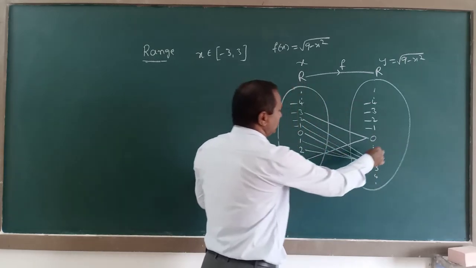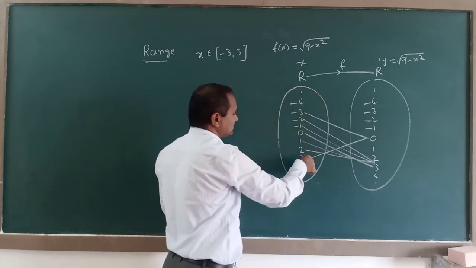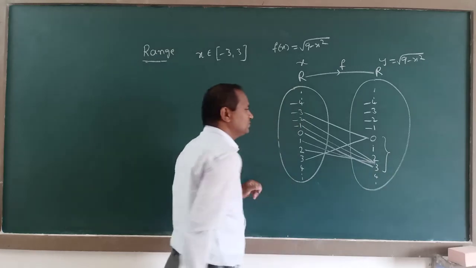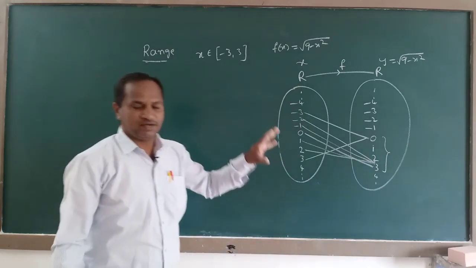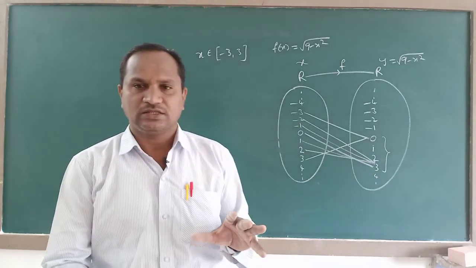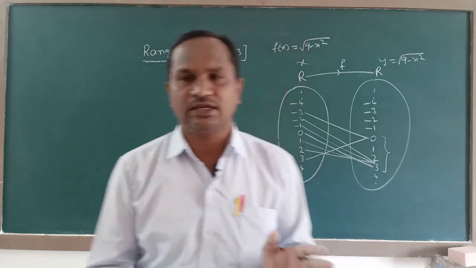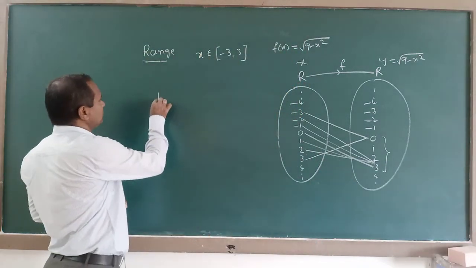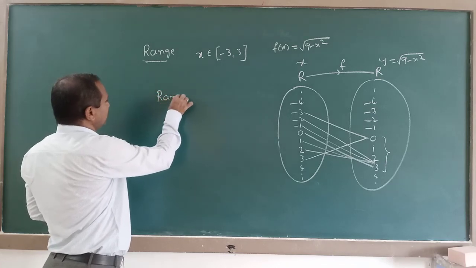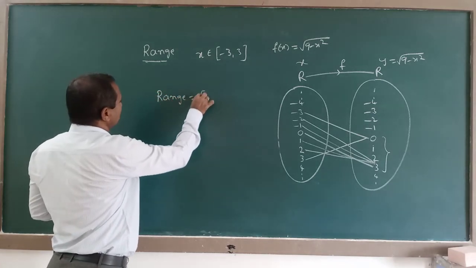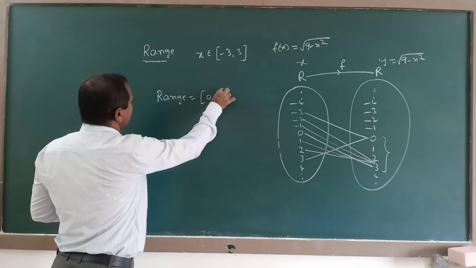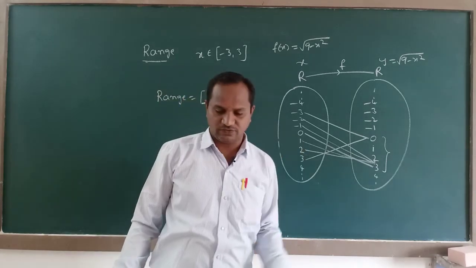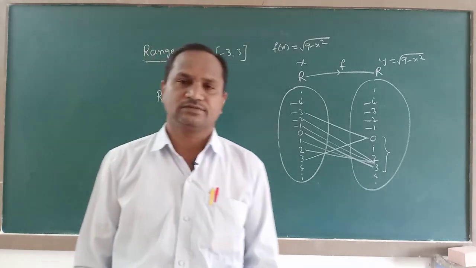That's why the domain is minus 3 to 3, and the range is the closed interval 0 to 3 only. If you take elements from minus 3 to plus 3, then you are getting elements in the codomain 0 to 3 only. Therefore, the range is the closed interval 0 comma 3. Like that we are finding a range here.